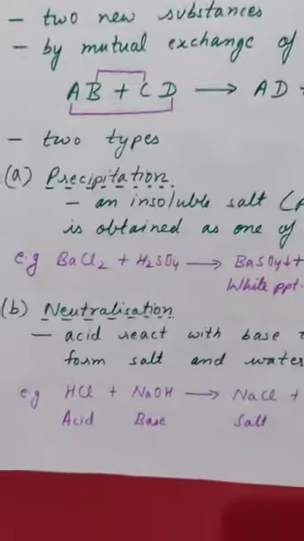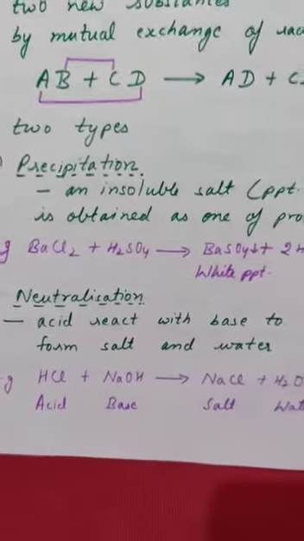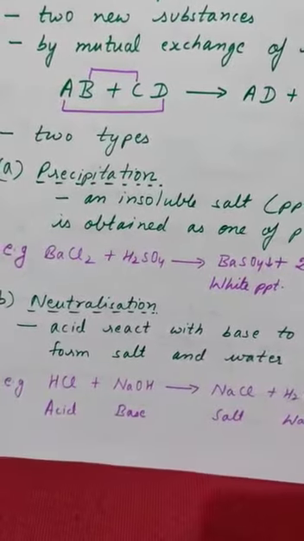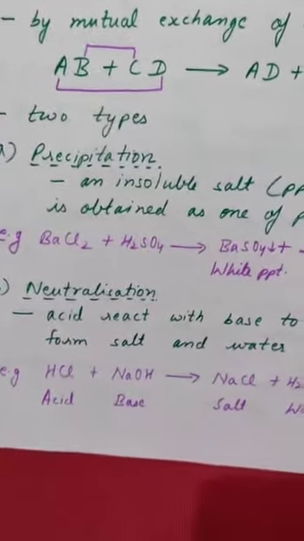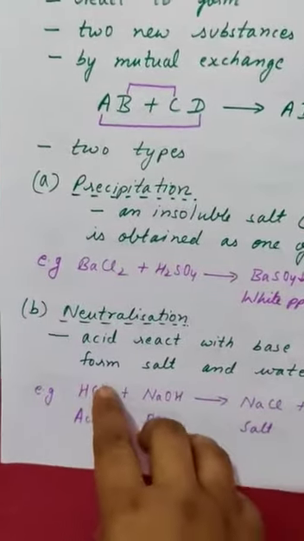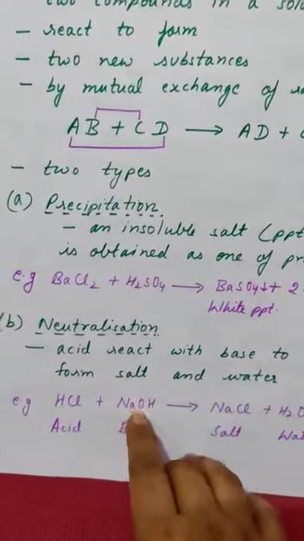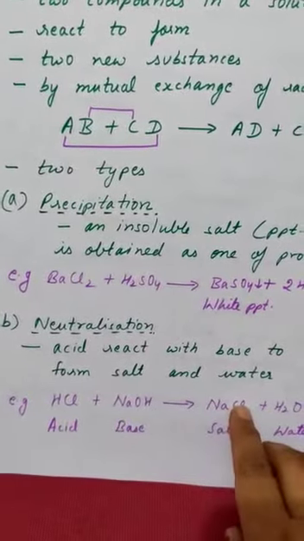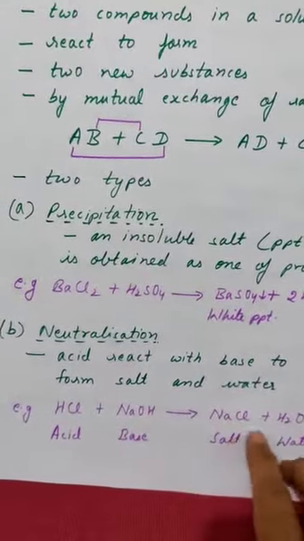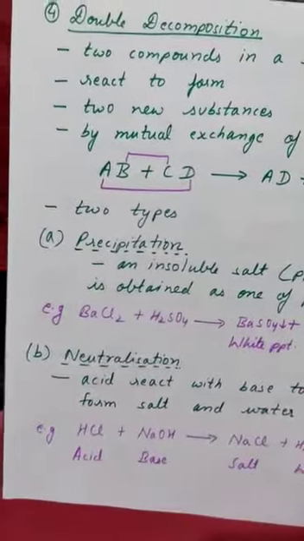Then next is neutralization reaction. Here an acid reacts with a base to form salt and water. For example, HCl, which is an acid, reacts with sodium hydroxide, which is a base, to form sodium chloride, which is salt, along with formation of a water molecule.